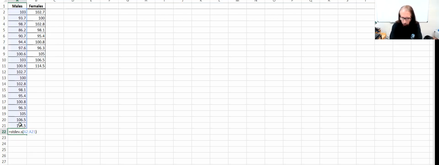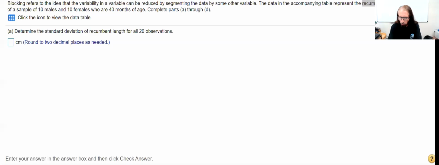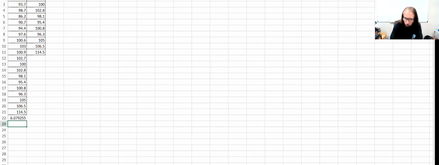And then we put the equal sign in front of it. We're telling it in the parentheses what column and row we're starting in, then colon, the column and row again. And let's see where they want us to round to. Two decimal places, the hundredths place. That's going to round up to 6.08.